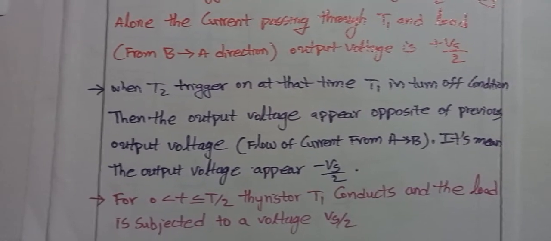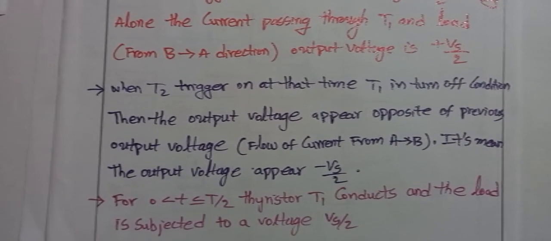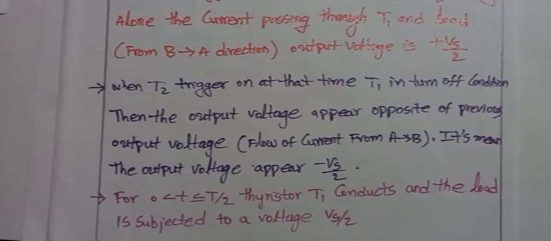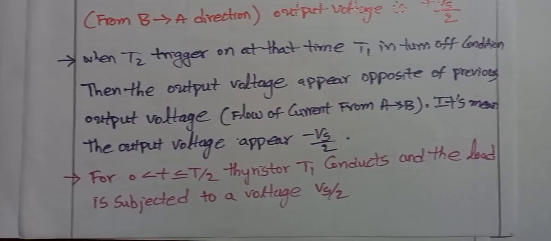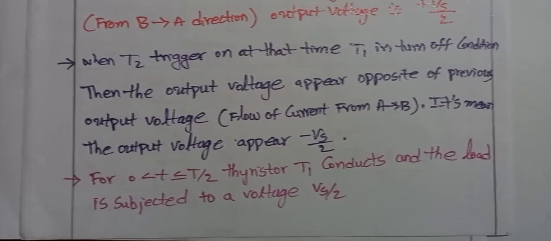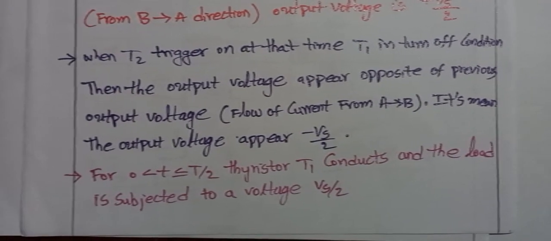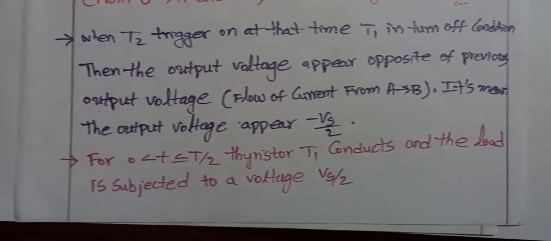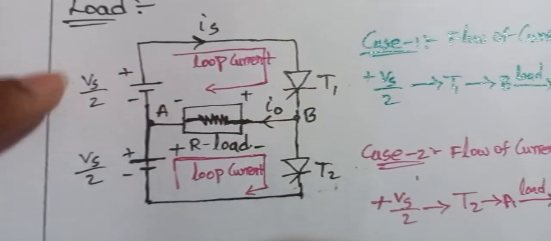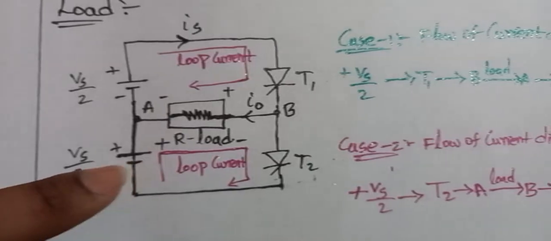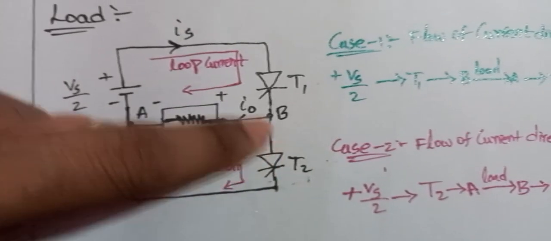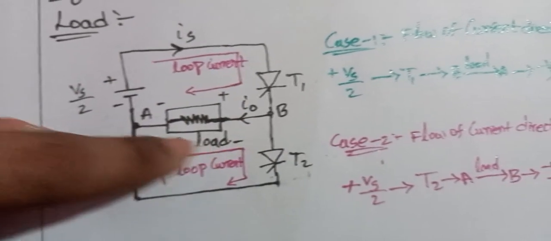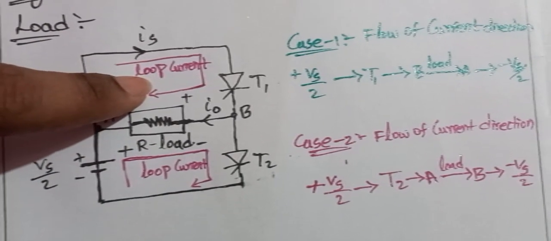T2 in turn on condition, T1 in turn off condition, T1 in turn on condition, T2 in turn off condition. Then the output voltage appears opposite of the previous output voltage, with flow of current from A to B. That's why here the output voltage appears as minus Vs by 2. So already I said, in this loop the flow of current is in this direction, and in this loop the flow of current is in this direction; these two are completely opposite to each other. That's why here plus Vs by 2 and here minus Vs by 2.